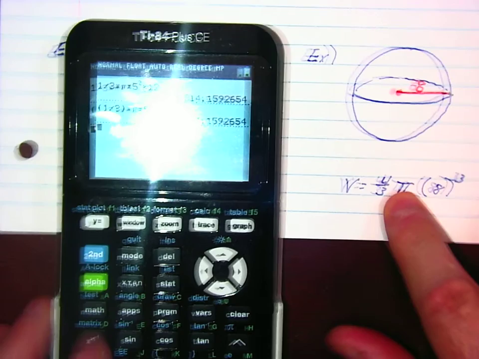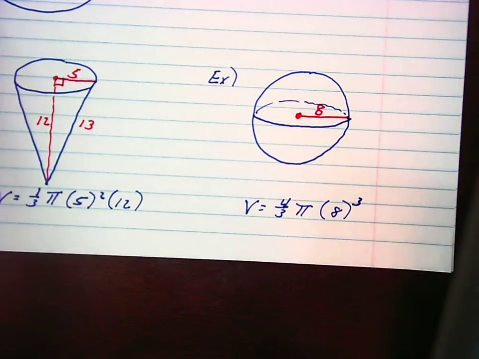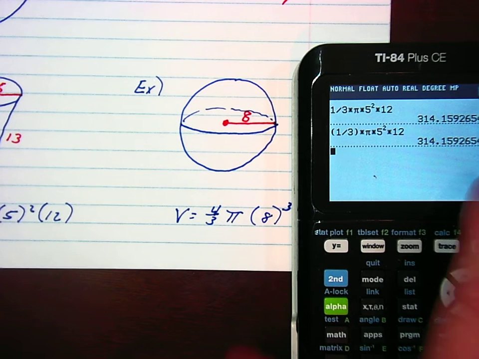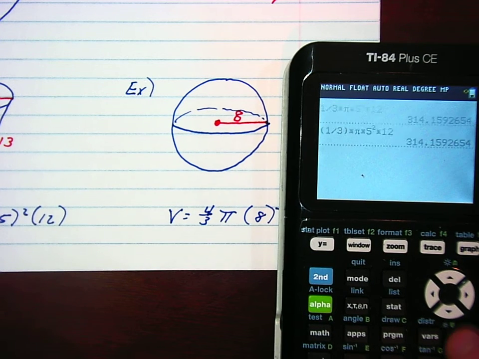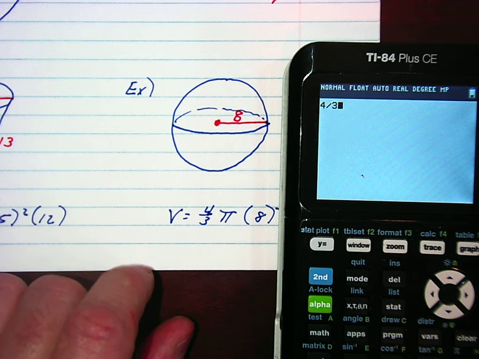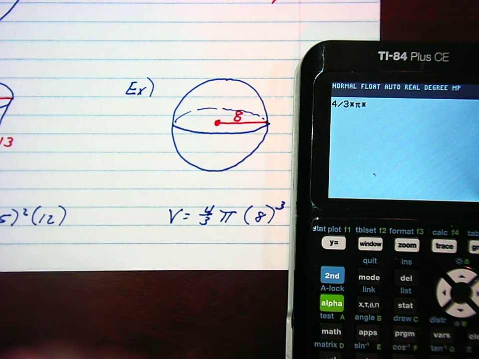4/3, nothing special about putting 4/3 in either. Try to move this, I'll move it over this way. So when I go to put 4/3 in, just like 1/3, I have a choice. I can put 4 divided by 3, there's 4/3, times pi times 8 cubed.